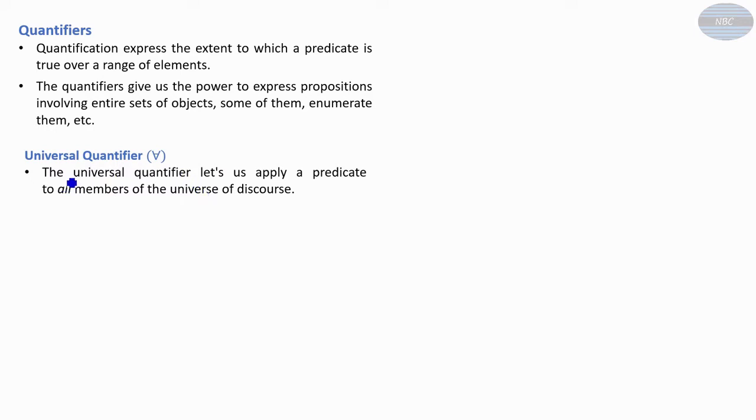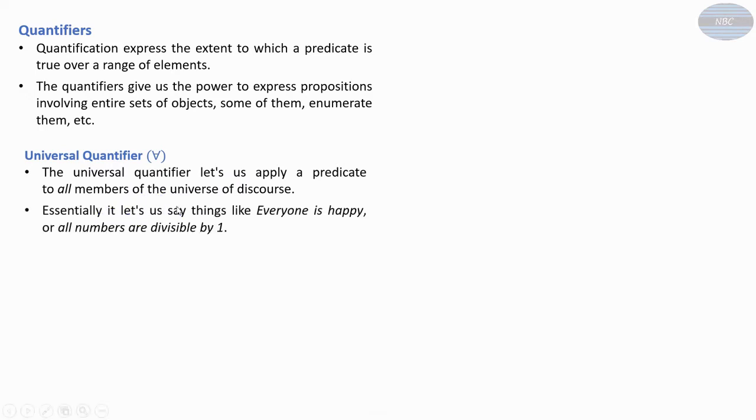Okay, so here the universal quantifier is applied to all the members of the universe of discourse, or we can say it lets us apply a predicate to all members of the universe of discourse. Okay, so we'll understand this when we take an example. Essentially, it lets us say things like everyone is happy or all numbers are divisible by 1. Okay, so it is denoted by the symbol for all.